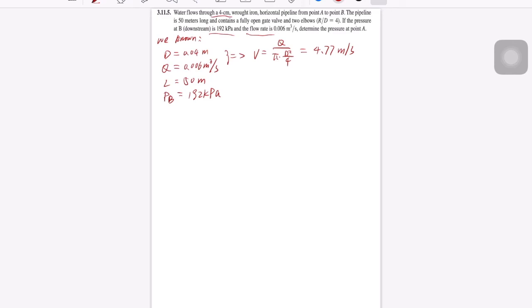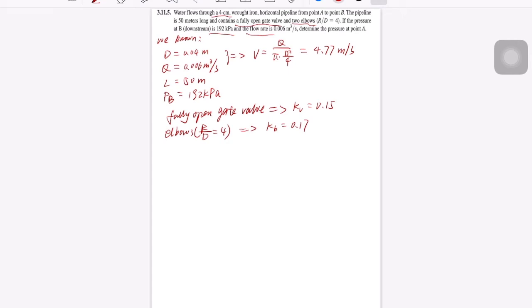And then this pipeline contains a fully open gate valve. So for the fully open gate valve, we can get that the coefficient of the valve equals 0.15. We can find this value on the table in the textbook. And also this pipe contains 2 elbows with R divided by D equals 4. So we can get the coefficient of the elbow equals 0.17.